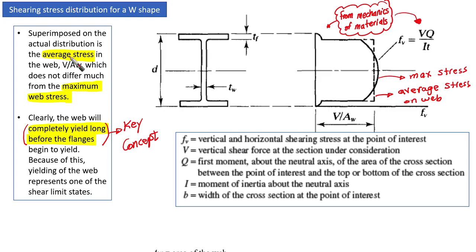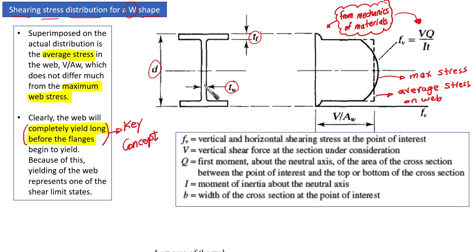Now let's go to the shearing stress distribution for a wide flange shape. If we're going to talk about a wide flange shape, then we are going to discuss how the stress is represented on an I section, as you can see here. If we have an I section with web width t_w and flange thickness t_flange, the height of this section is d.